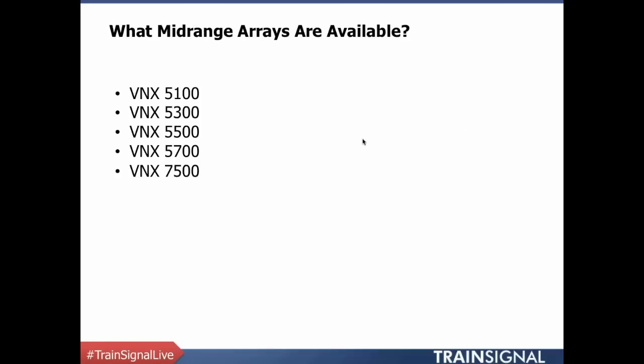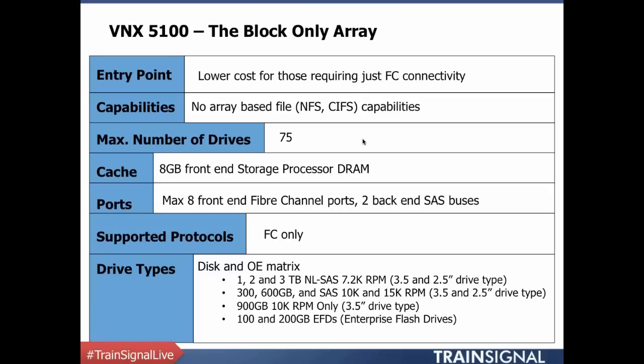So what mid-range arrays are available? We've already discussed that. There are 5 of them. First off is the VNX 5100. Now this is a block-only array. This really gives you your low-cost entry point for those environments just requiring Fibre Channel connectivity.